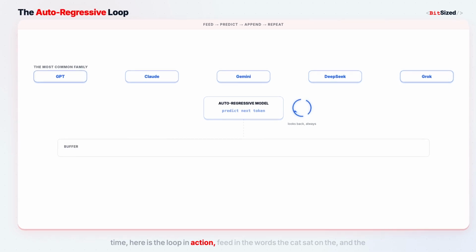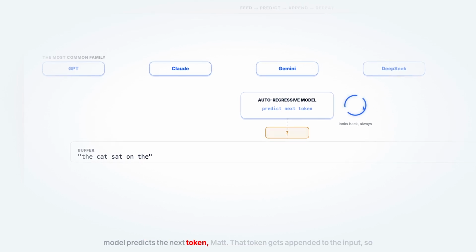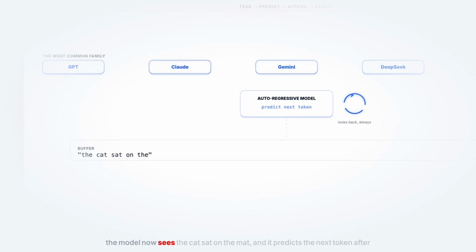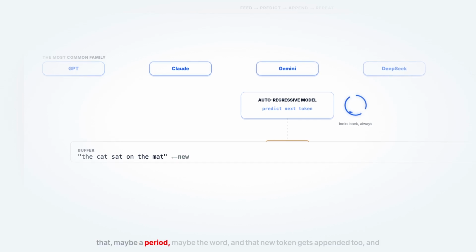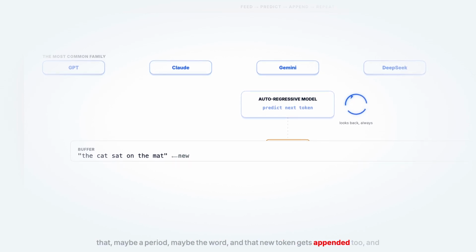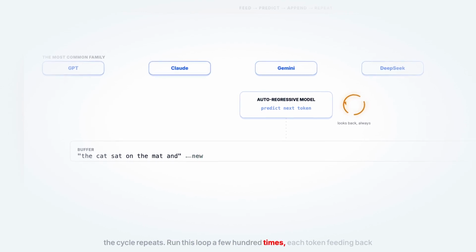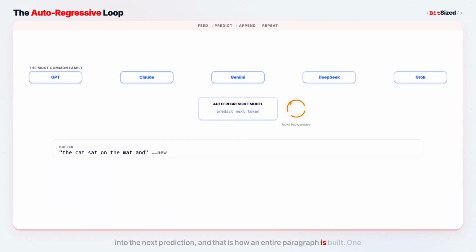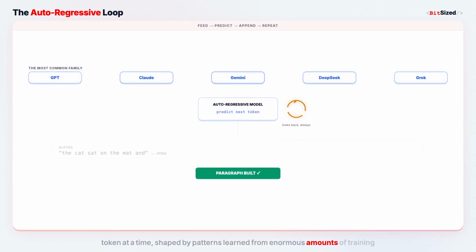Here is the loop in action. Feed in the words "the cat sat on the," and the model predicts the next token, "mat." That token gets appended to the input, so the model now sees "the cat sat on the mat," and it predicts the next token after that, maybe a period, maybe a word, and that new token gets appended too, and the cycle repeats. Run this loop a few hundred times, each token feeding back into the next prediction, and that is how an entire paragraph is built, one token at a time, shaped by patterns learned from enormous amounts of training text.